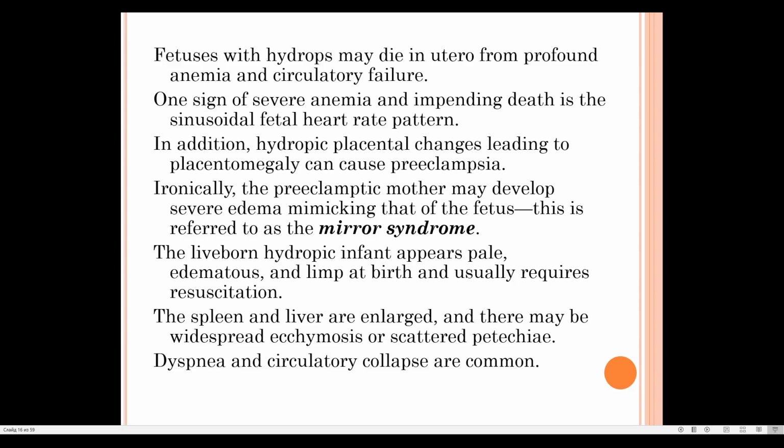The live-born hydropic infant appears pale, edematous, and limp at birth and usually requires resuscitation. The spleen and liver are enlarged, and there may be widespread ecchymosis or scattered petechiae. Dyspnea and circulatory collapse are common.